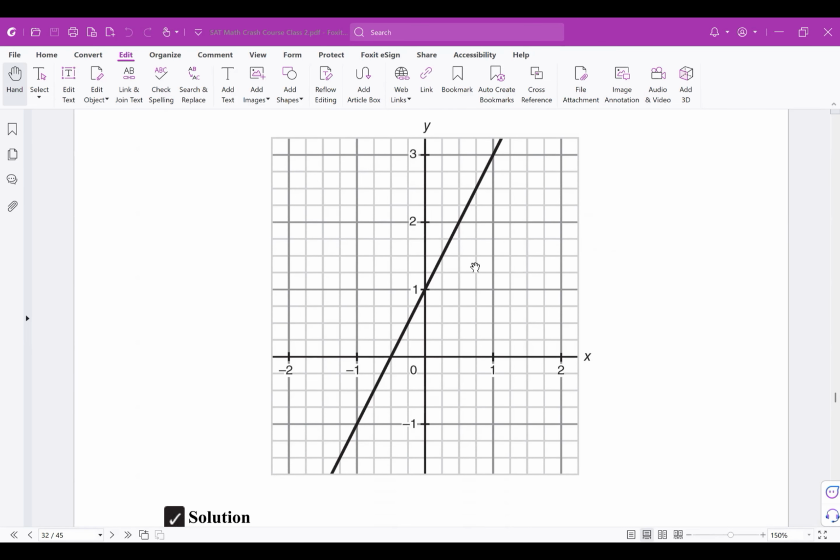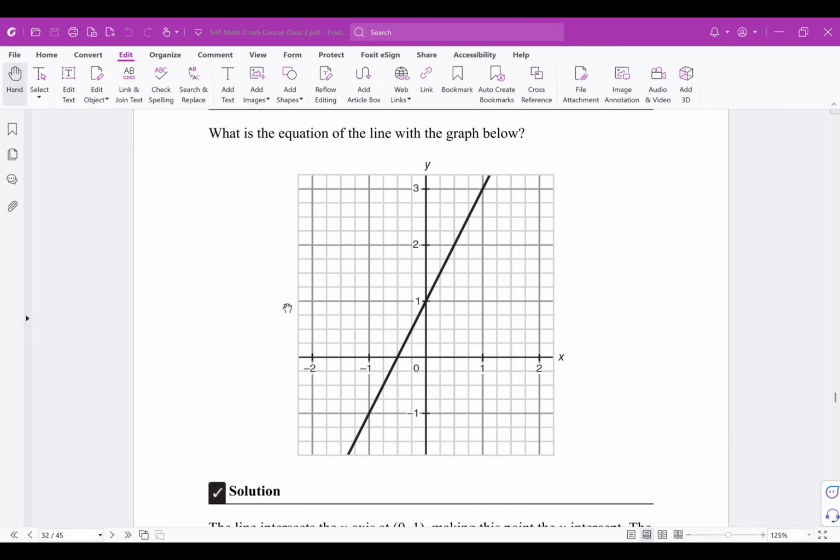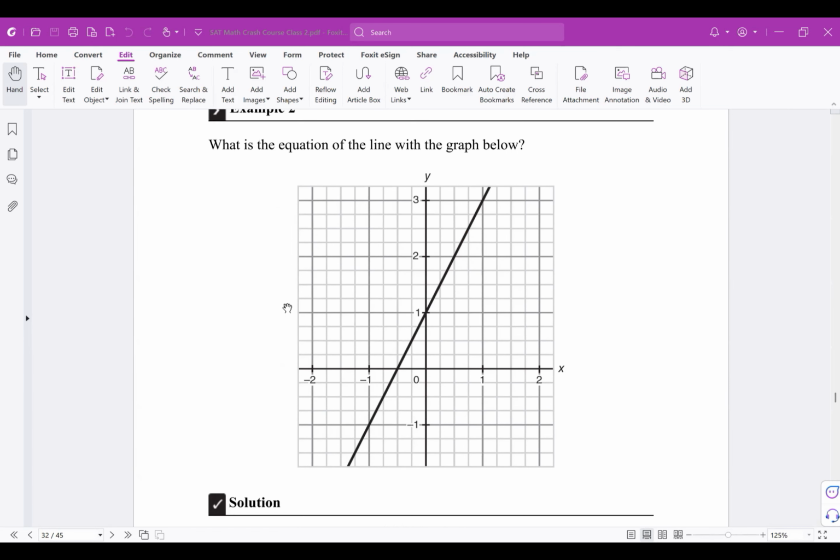Take it. Okay. Yeah, I know the y-intercept is 1, right? Yeah, the y-intercept is 1. How do I find the slope? Is it just rise over run? Definitely rise over run.